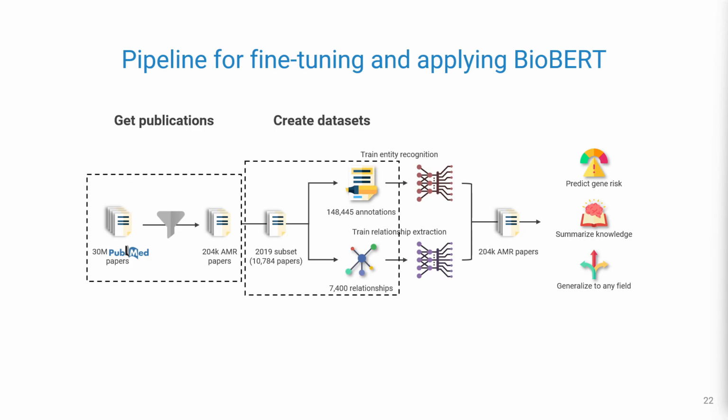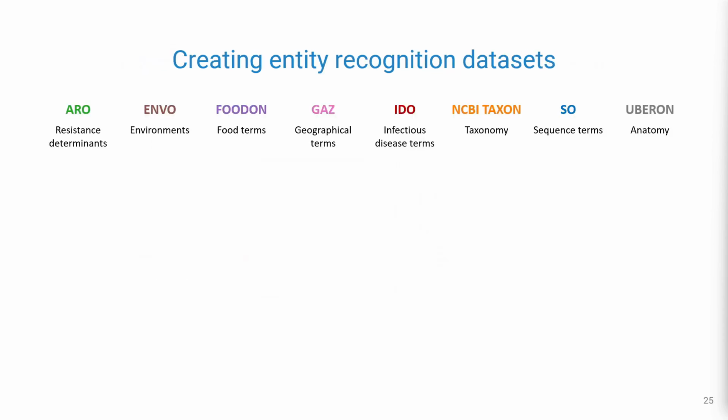This gave us about 204,000 AMR papers to extract information from. With these papers in place, I took a subset of 10,000 papers from 2019 to generate data sets to train the BioBERT models. This data is used to train BioBERT to perform these tasks reliably and quickly on a larger set of papers. So starting with creating the data sets.